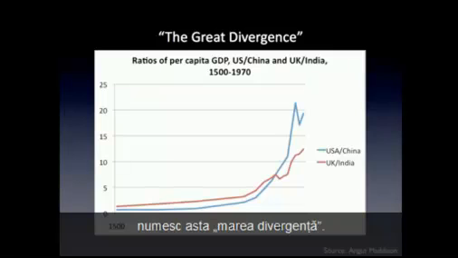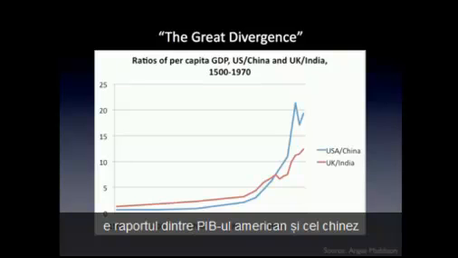Economic historians call this the Great Divergence. And this slide here is the best simplification of the Great Divergence story I can offer you. It's basically two ratios of per capita GDP, per capita gross domestic product, so average income. One, the red line, is the ratio of British to Indian per capita income, and the other, the blue line, is the ratio of American to Chinese. And this chart goes back to 1500.